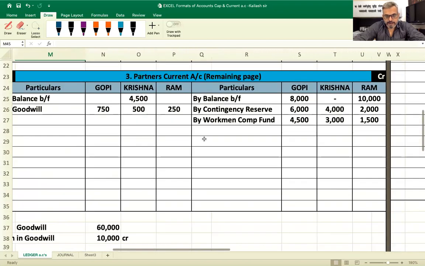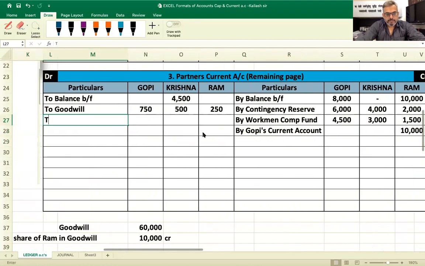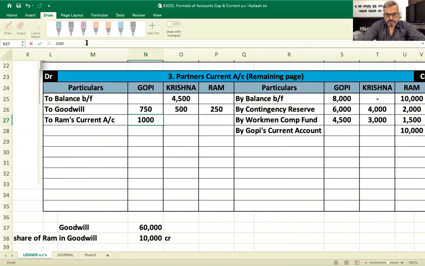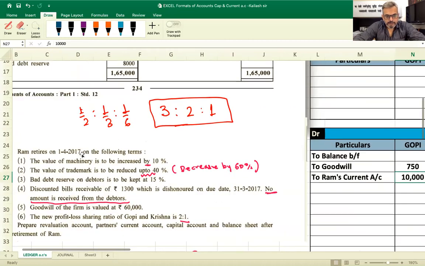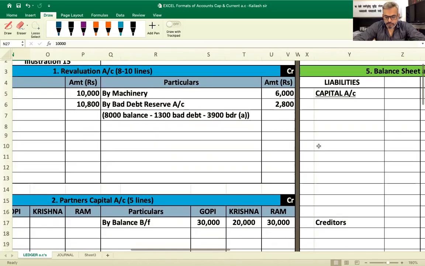Ram has to be credited in Ram's current account, by Gopi's current account 10,000, to Ram's current account 10,000. All done. Check the adjustments once again, all of it, and start closing it.